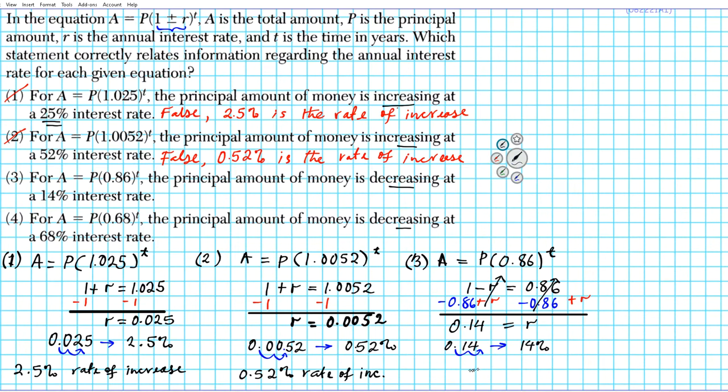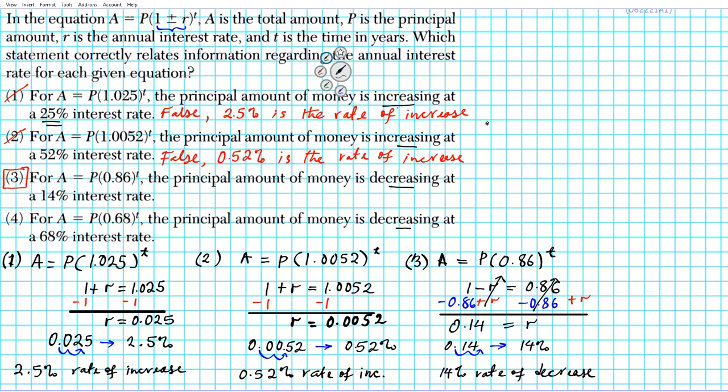14%. So in this case, you have a 14% rate of what? Decrease. Remember, because this is a decay model. We're using 1 minus r, so it's a decay situation. Is that what it says here? Absolutely. So option number 3 is the answer to this question. All right. Okay, let's just do the fourth one just to make sure that we are correct.